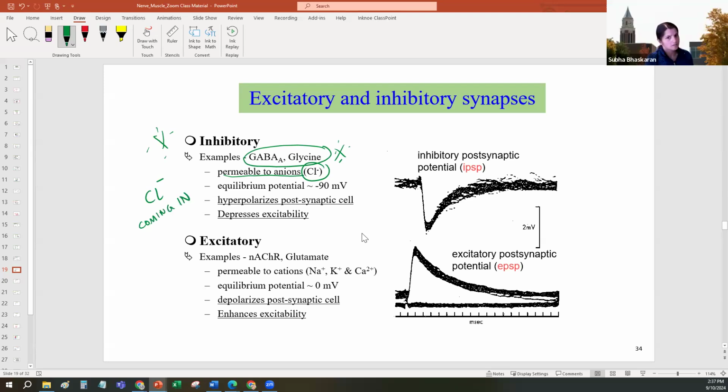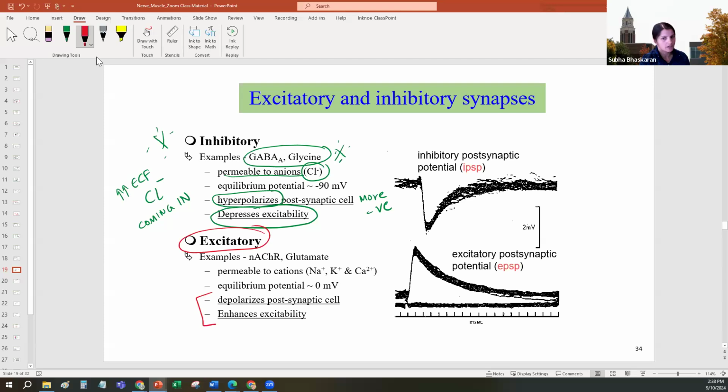Why? Because chloride is a negative charge, and its concentration is high outside. Both need to be known. Correct? Okay. And if it's becoming more negative, what is it trying to do to the postsynaptic cell? It becomes hyperpolarization. Yes or no? The term hyperpolarization means more negative. It depresses excitability.